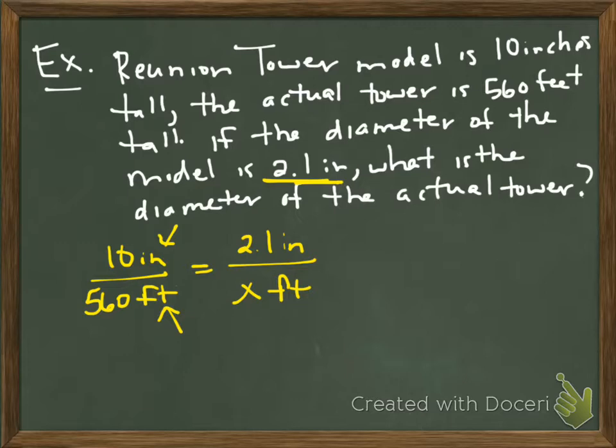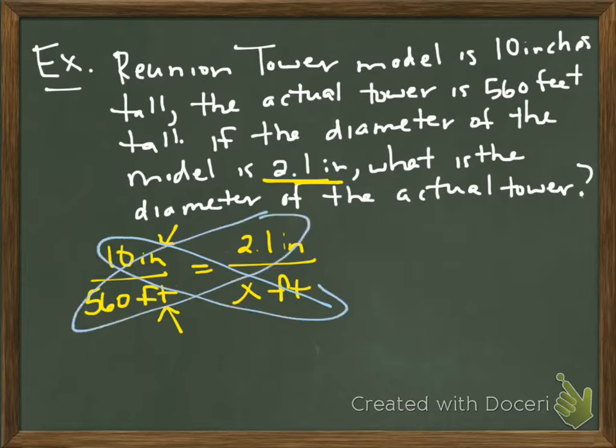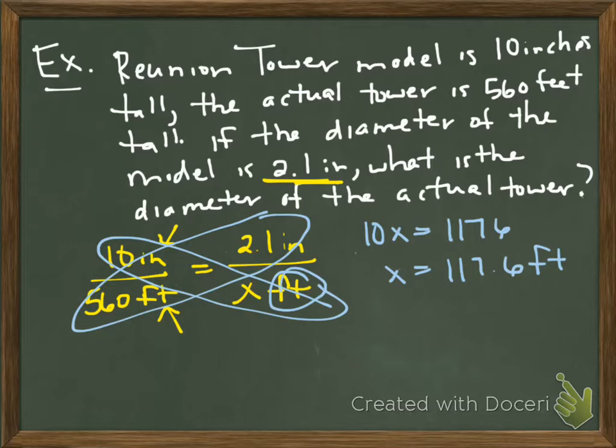Okay, so what I'm going to do is come in here and cross multiply and set up my algebra problem. So I'm going to end up with 10x is equal to 1,176. If I go ahead and solve this, I'm going to divide both sides by 10. I'm going to have x is equal to 117.6. So the diameter, and that's feet now. Remember, because we were looking for feet here, that's what that is. So the diameter of that Reunion Tower ball is 117.6 feet, and you should be good to go with that. Okay, again, very simple proportion, nothing too terribly difficult about either one of these two sections.